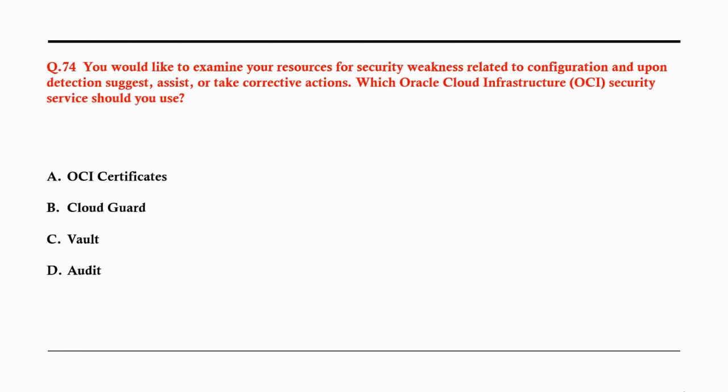Question 74. You would like to examine your resources for security weakness related to the configuration and, upon detection, suggest, assist, or take a corrective action. Which Oracle Cloud Infrastructure security service should you use? The correct answer is answer B, Cloud Guard.